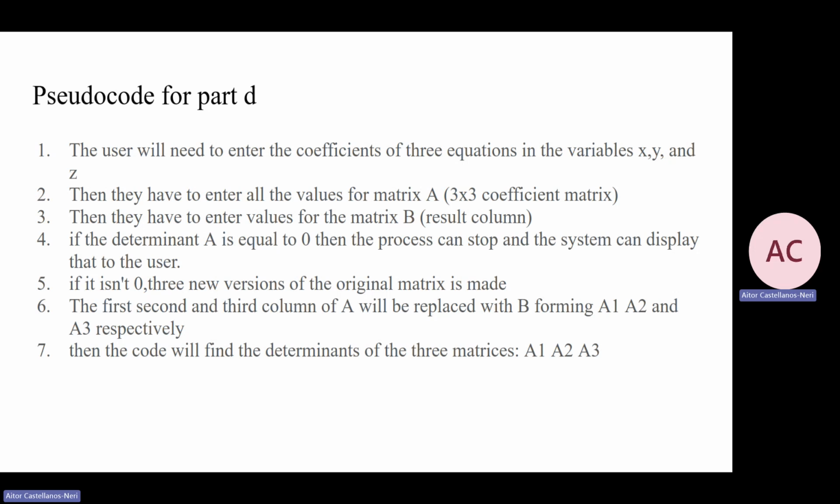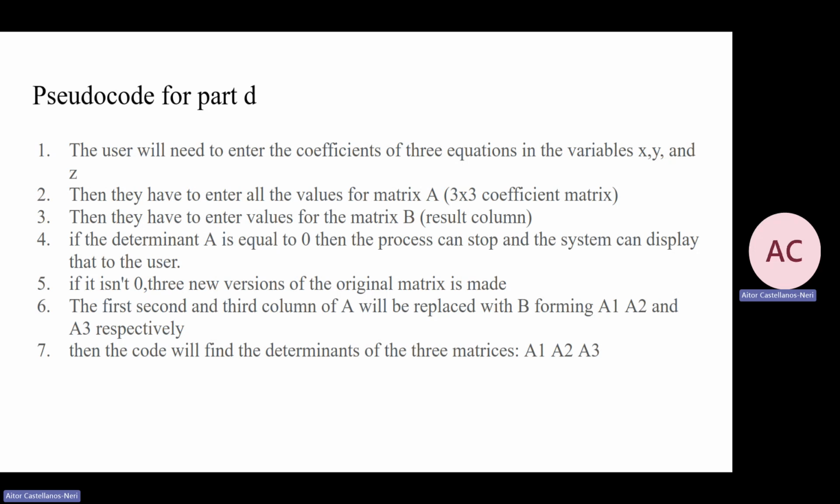And then this is important. It's similar to part B, matrix multiplication, but instead we need to take the determinant. From engineering analysis, I know that if the determinant is equal to 0, then we can just stop the process, and the system can display to the user that there's no point in continuing.